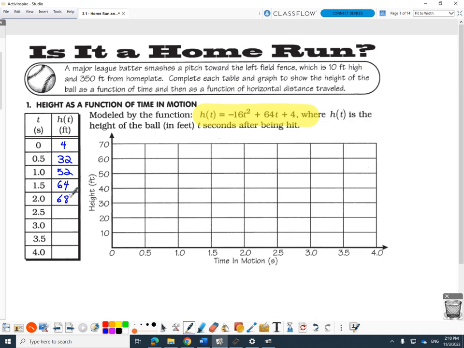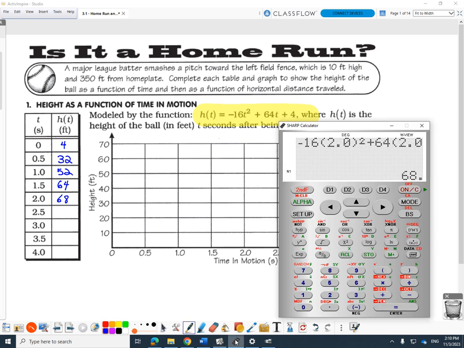Then do it again. Try it yourself to see if you're getting the same as me. Do it again for 2.5. Some of you are probably a little behind as you're getting used to typing your calculator. Some of you might be ahead. You might go, oh, I'm even faster than he is. Yeah, good. 64. Ooh, what happened?